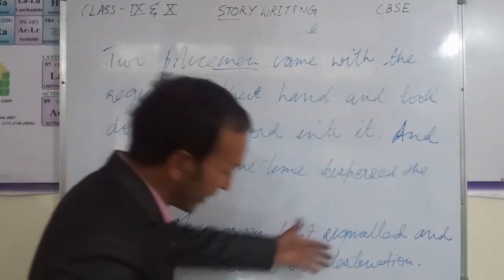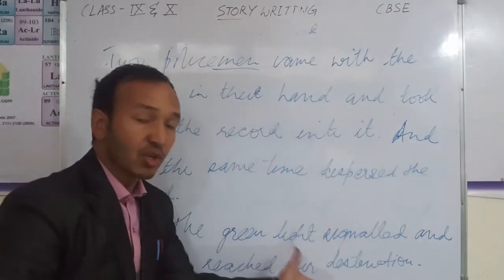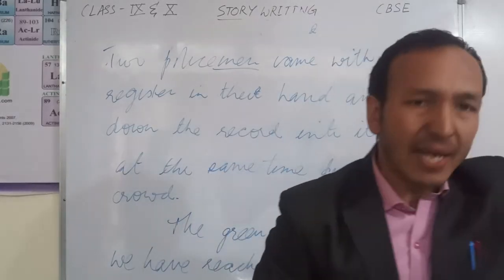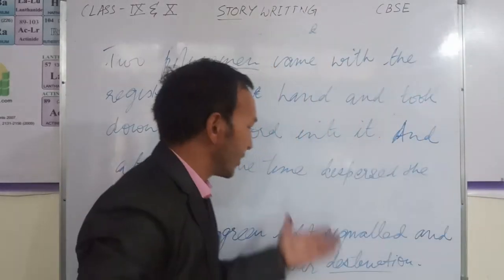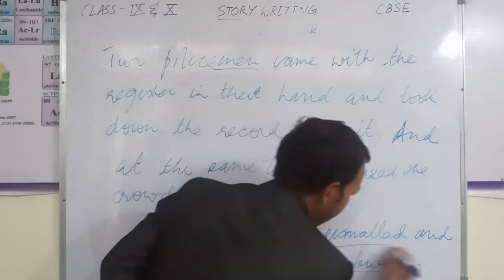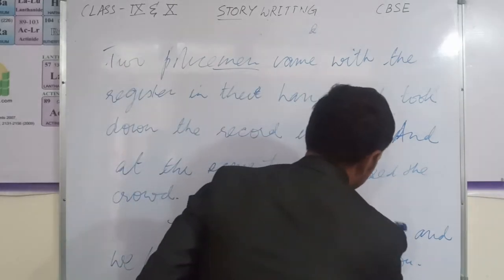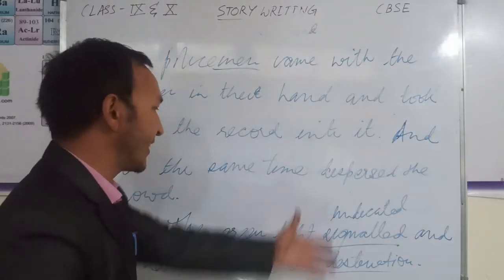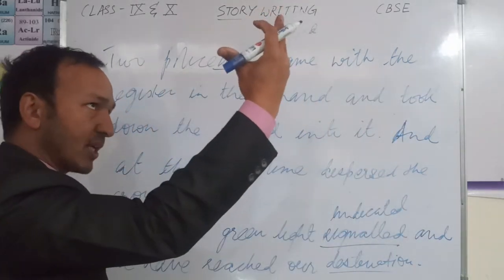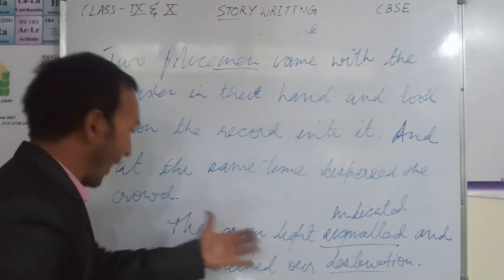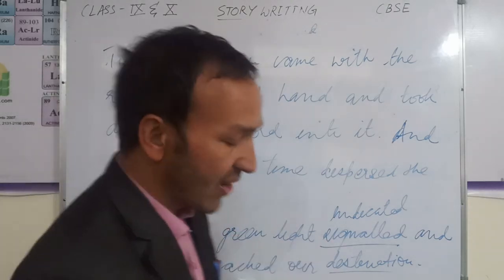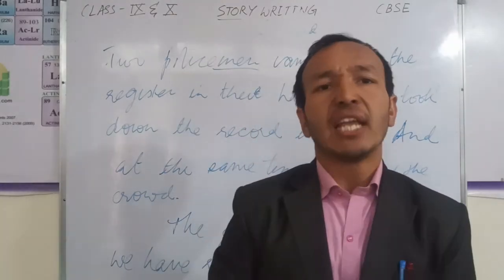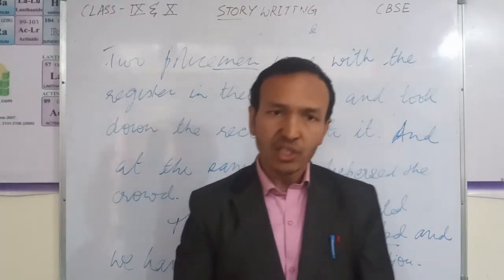So in this way you have to write a conclusion. Destination is a place where you have to reach. Signal here means indicated, showed. The green light signaled, it flickered up there, and we have reached our destination late in the evening. You can elaborate according to your own words in the story.